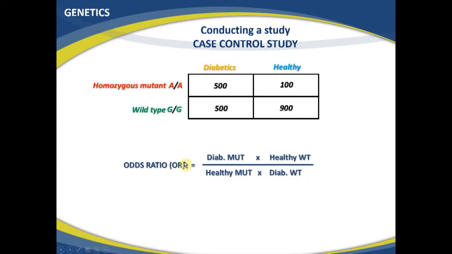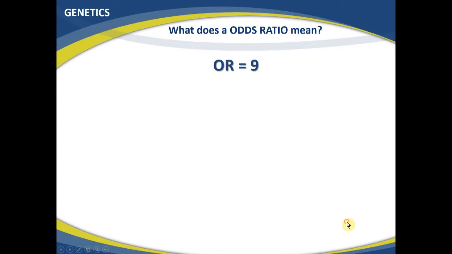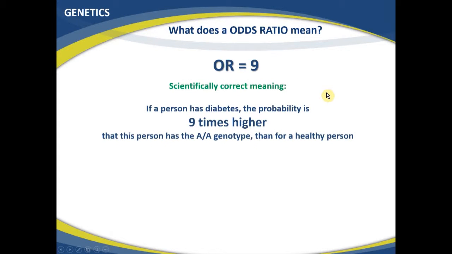And this is how you do it. You calculate the diabetics mutant, these 500, times healthy wild type, these here, divided by healthy mutant times diabetics wild type. And then you get the odds ratio. So if you put in the numbers, you will get an odds ratio of 9. So as I've explained in the other training, what does this mean? The scientifically absolutely correct meaning is, if a person has diabetes, the likelihood that this person has the AA genotype, the bad genotype, is 9 times higher than that this person has the AA, the good genotype.